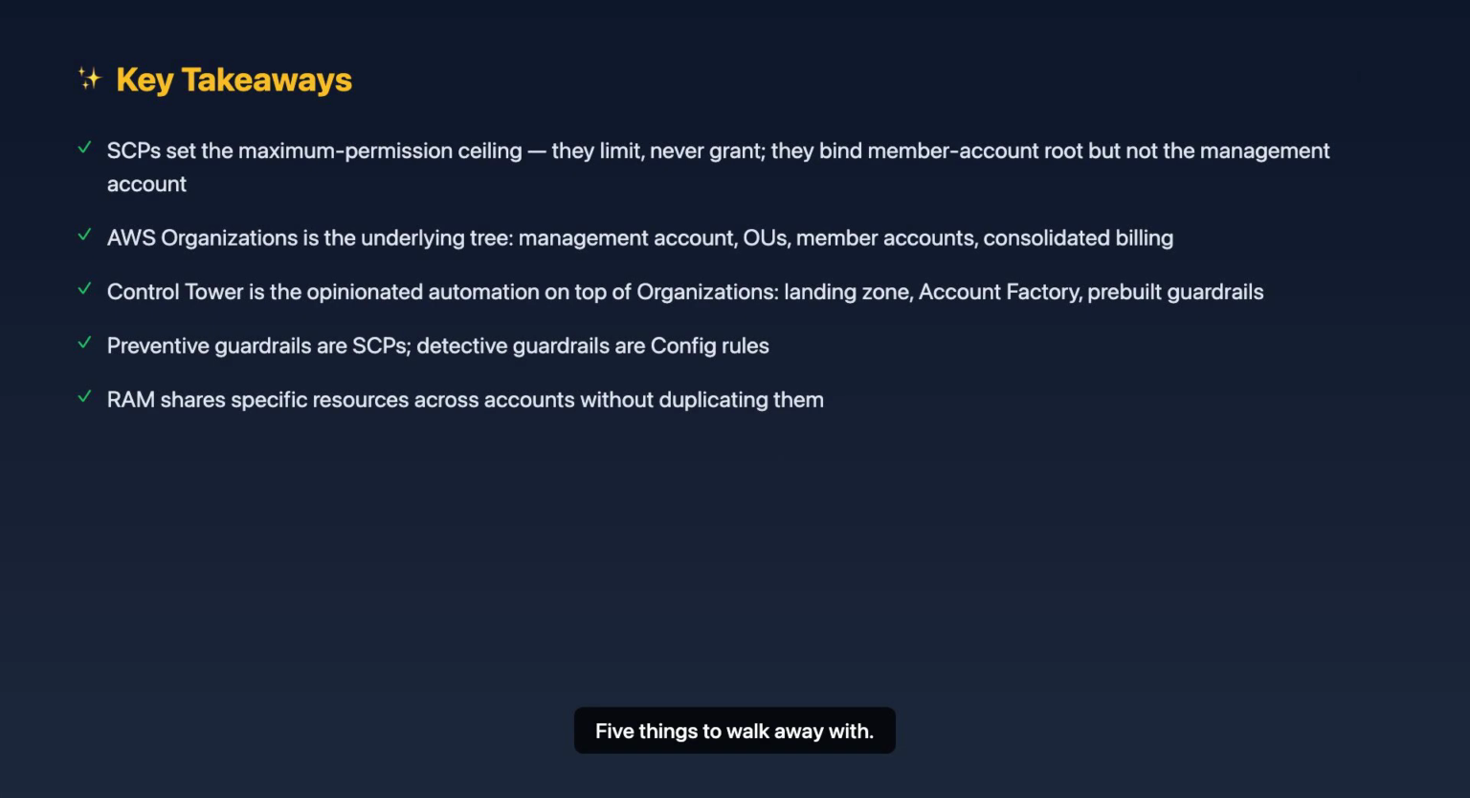5 things to walk away with. SCPs set the maximum permission ceiling. They limit, never grant, and they bind the root user of member accounts but not the management account. Amazon Web Services Organizations is the underlying account tree, with consolidated billing as a free bonus. Control Tower is the opinionated automation on top of organizations, with a landing zone, account factory, and pre-built guardrails. Preventive guardrails are SCPs, detective guardrails are config rules, keep that pairing straight, and RAM shares specific resources across accounts without duplicating them. Now let's see how well that landed with a quick 5-question quiz.